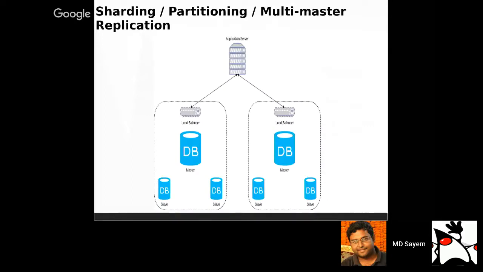Easy. We just configure more than one master. Well, not that easy, but yeah, that's what we should do. We should configure more than one master to handle more than one write request at the same time. This process is also known as sharding or partitioning or multi-master replication.